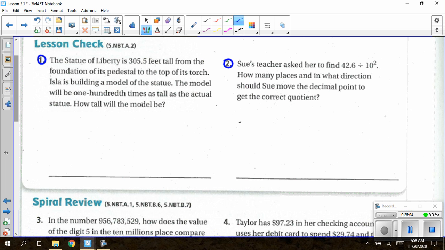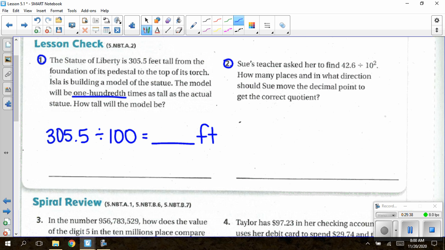So we know that the Statue of Liberty is 305 and 5/10 feet tall. If her model is going to be 1/100th times as tall as that, I know that I could multiply it by 1/100th, or, making it a lot easier for me to understand, I can divide that by 100. Remember, multiplying by 1/100th is the same thing as dividing by 100. So swoop your decimal the number of place values you need to, and that would give you how tall her scale model is.